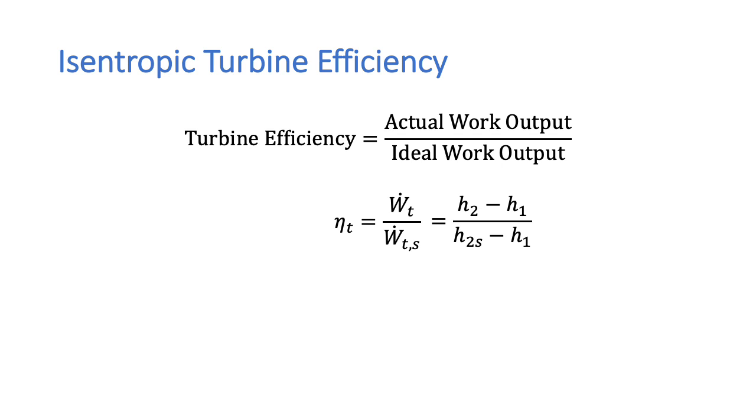Since the actual work output is always less than the ideal work output, the efficiency is always less than 1. For turbines, the efficiency typically lies between 70 to 90%.